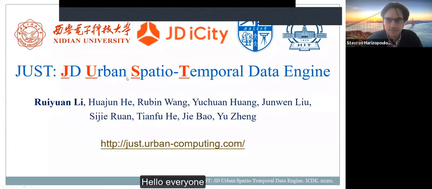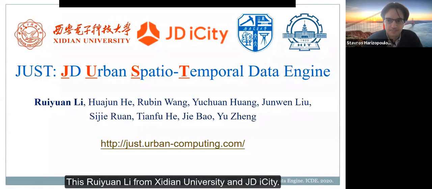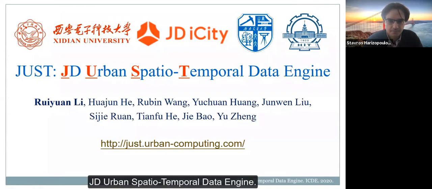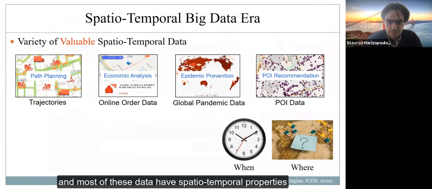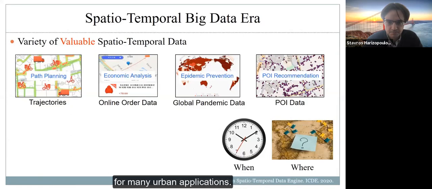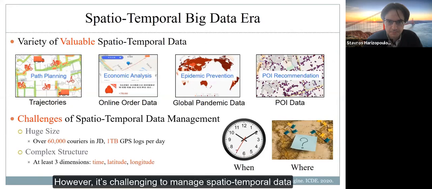Hello, everyone. This is Ruiyuan Li from Xidian University and JD ICT. In this presentation, I will introduce our JUST project, JD Urban Spatio-Temporal Data Engine. As we all know, we are living in an age of big data, and most of this data has spatio-temporal properties, indicating when and where an event happens. This spatio-temporal data is very useful for many urban applications. For example, path planning with trajectories, economic analysis with online order data, and epidemic prevention with pandemic data. However, it's challenging to manage spatio-temporal data for its huge size and complex structure.